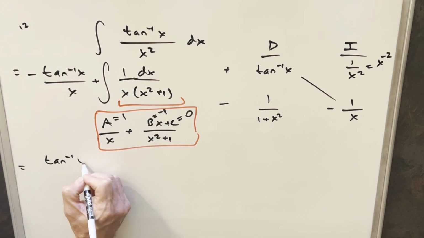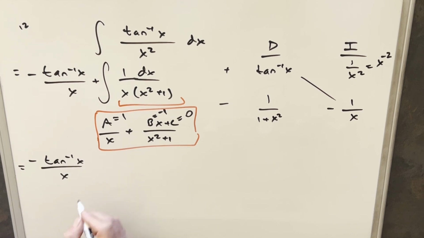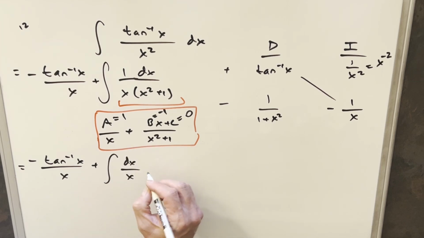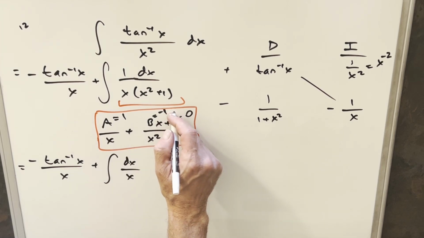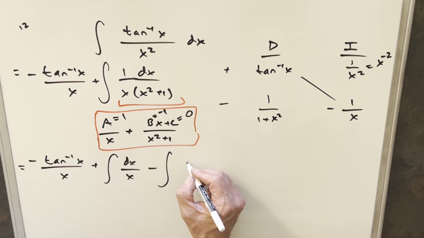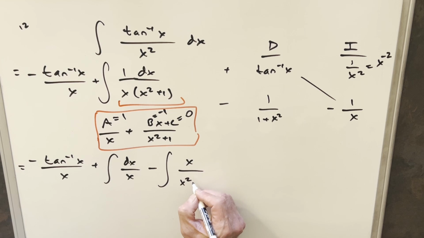So we have arctan of x. So then here, breaking out the a over x, this is going to give me an integral of just 1 over x, or dx over x. And then for this other one, I'm going to take the minus 1 from the b and bring it out front here. And then we're going to have an integral of just x over x squared plus 1 dx.